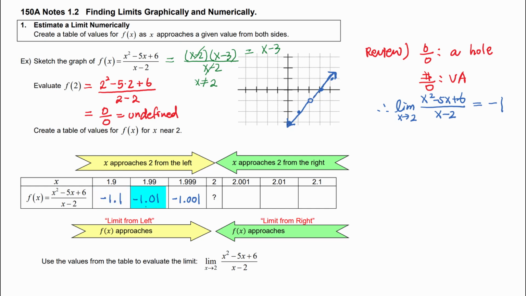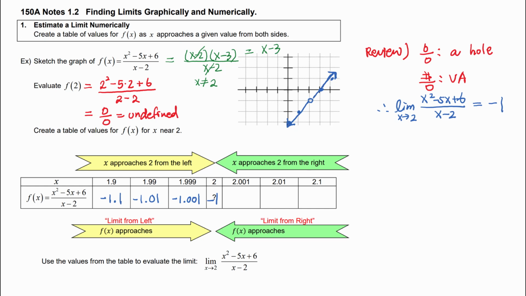-1.1, -1.01, -1.001. Where is it going? Yes, this function value is trying to get closer to -1, I think. Let's try from the right this time.